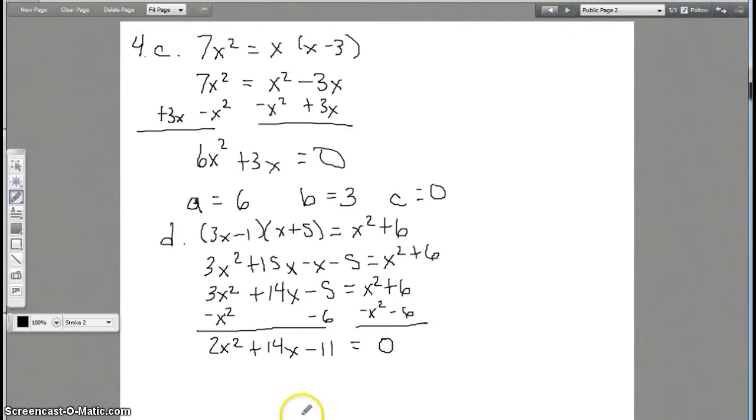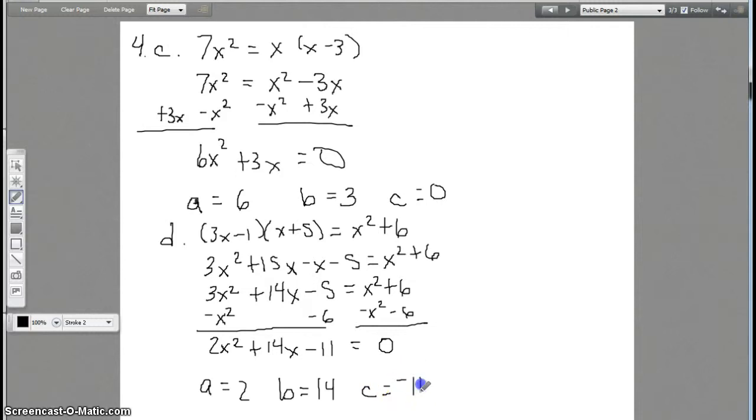Now all that we have to do is write down our values for a, b, and c. A is the coefficient in front of our x squared, that's a 2. B is the coefficient in front of our x, that's 14. C is our constant, and our constant is negative 11.